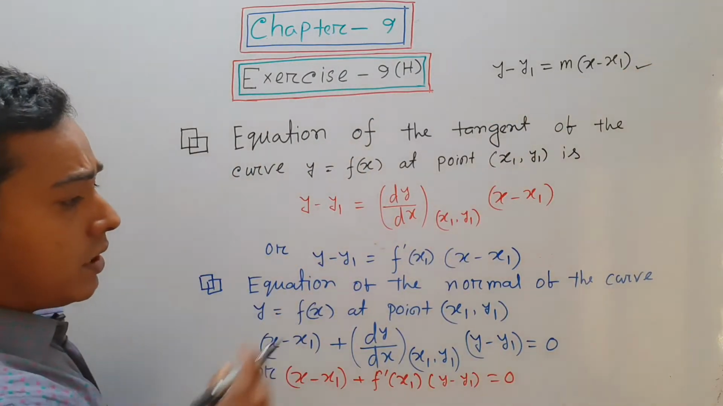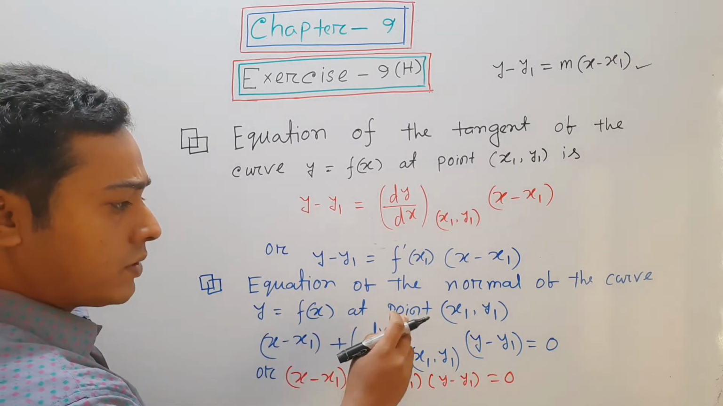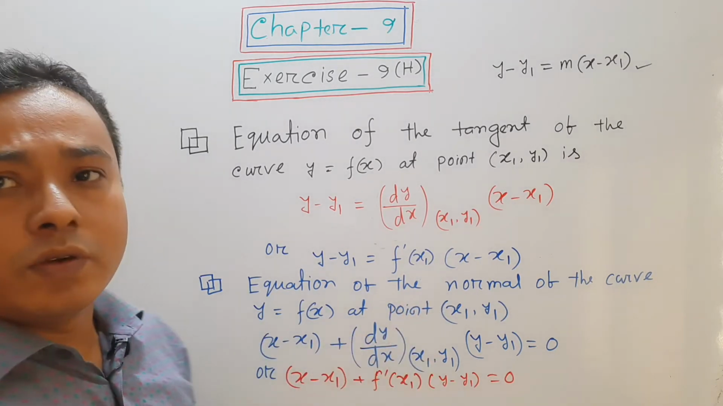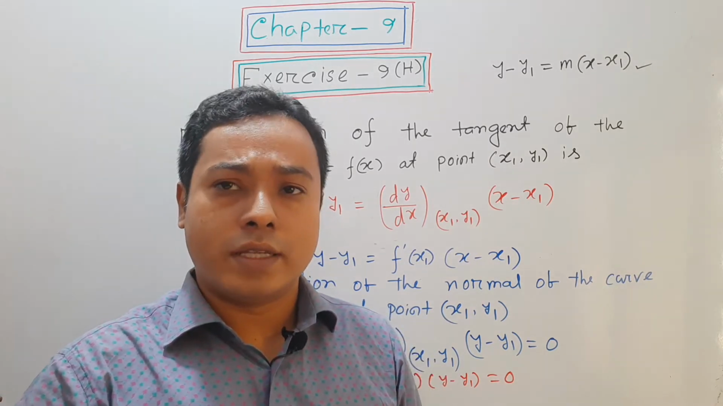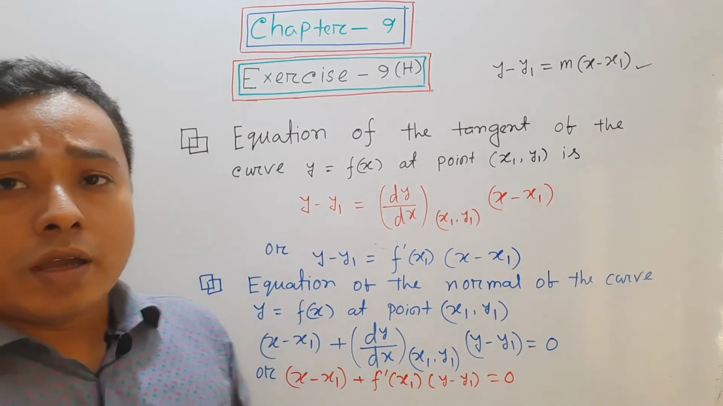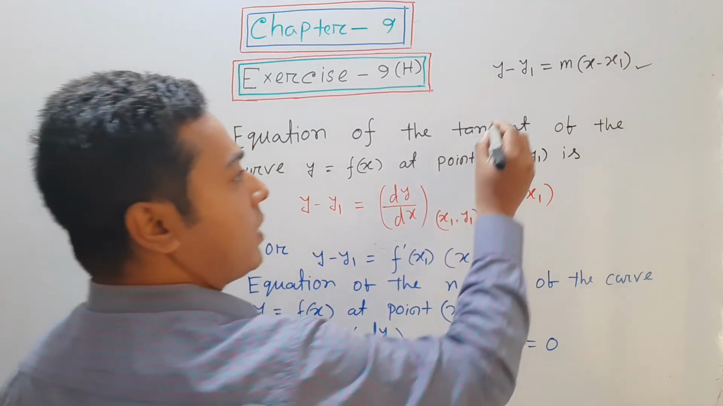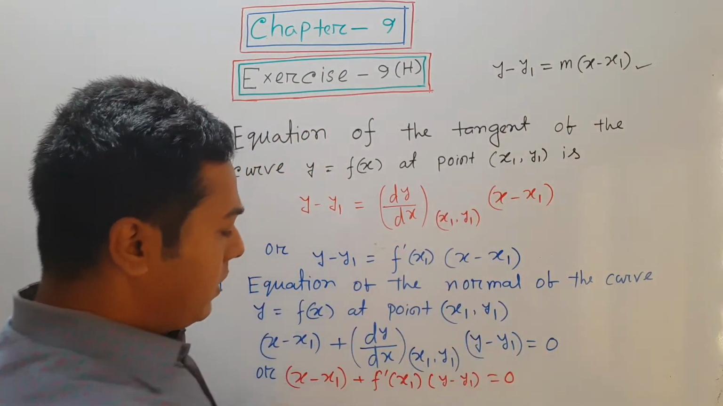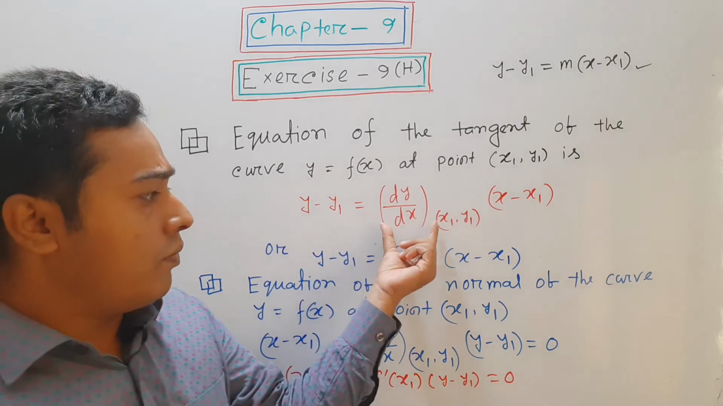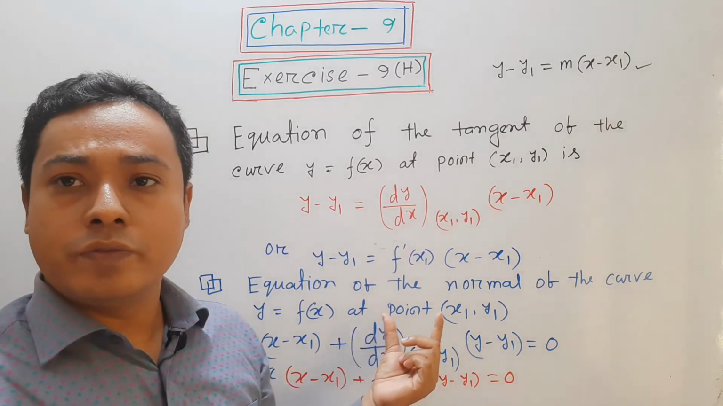And the equation of the normal of the curve y is equal to f of x at a point x1 comma y1. We already know that the tangent and the normal are perpendicular to each other. So if two straight lines are perpendicular, then the multiplication of their slopes is equal to minus 1. So we can write that the multiplication of this slope and this slope is equal to minus 1.